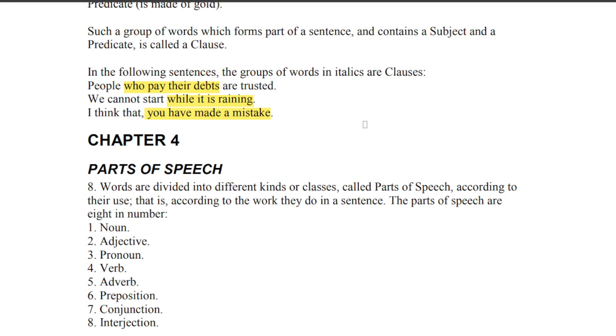So a phrase is a group of words which makes sense but not complete sense. On the other hand, a clause is basically a sentence within another sentence, having its own subject and its own predicate.